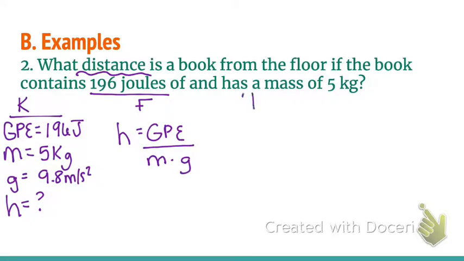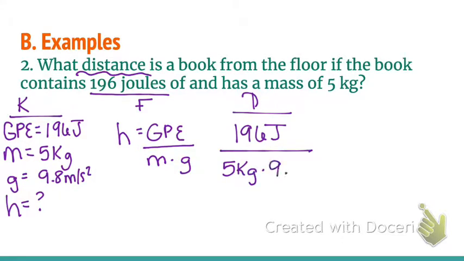So now we can start the plug-in step. My GPE is 196 joules divided by my mass of 5 kilograms times my acceleration due to gravity of 9.8. So before you just start typing this into your calculator, you need to be very careful because order of operations here can be your best friend or not so much. When you type this in all at once, it's not going to simplify it out correctly.